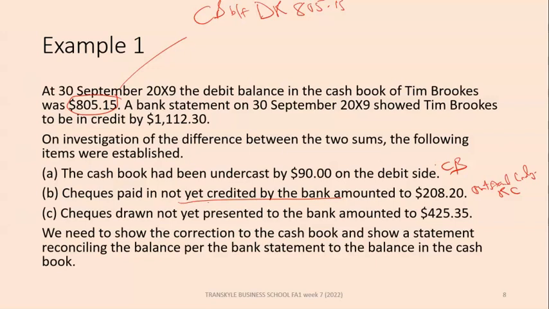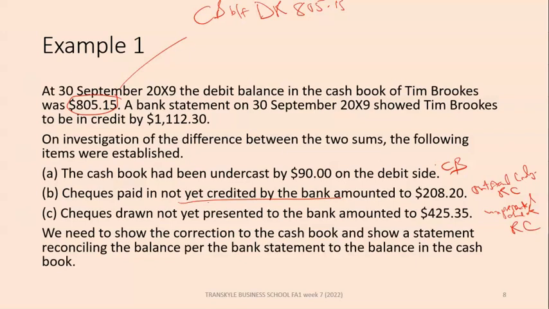Checks drawn, not yet presented to the bank. This is a check that has been drawn, but it has not been presented to the bank. So these ones are unpresented checks. Is this a cash book or a reconciling item? Obviously, this is a reconciling item.